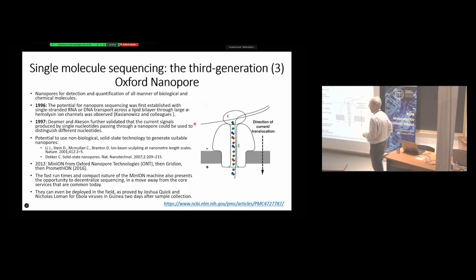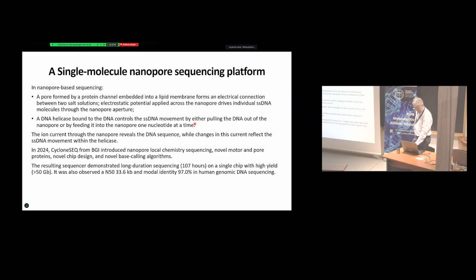Okay, so we have already seen what was possible, and besides that, there were funny uses of it in the field. For instance, Loman sequenced Ebola viruses directly in Guinea. It was going into the sky, into the deep ocean. A lot of media were involved.